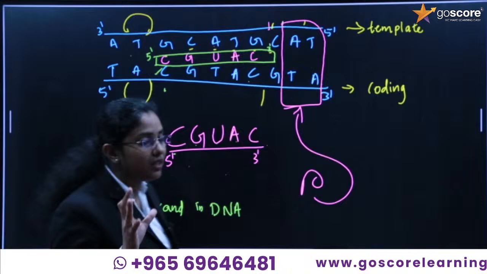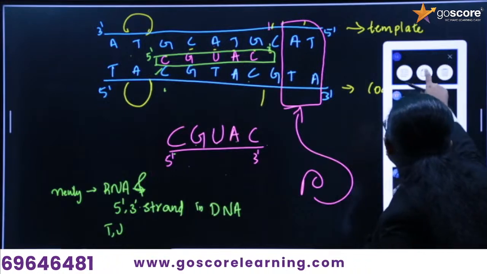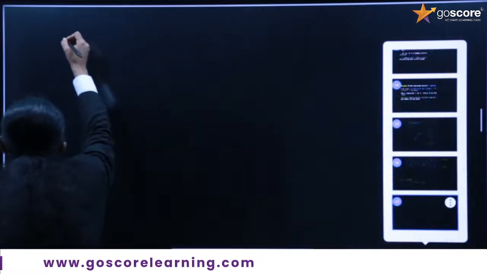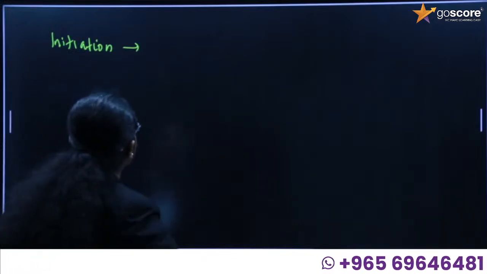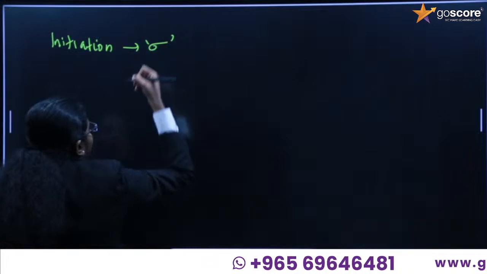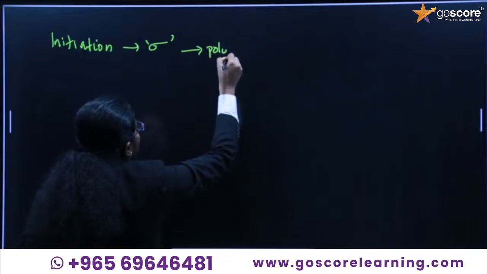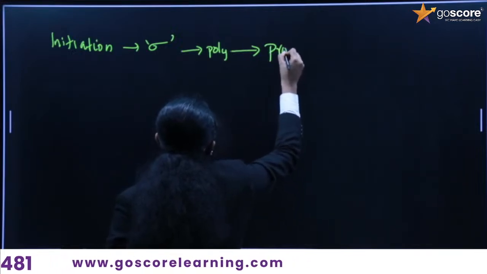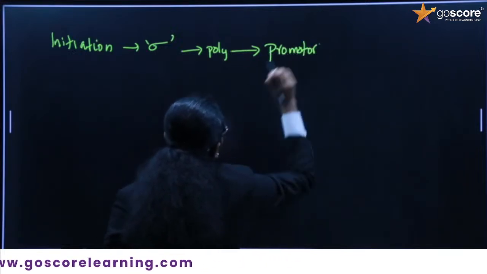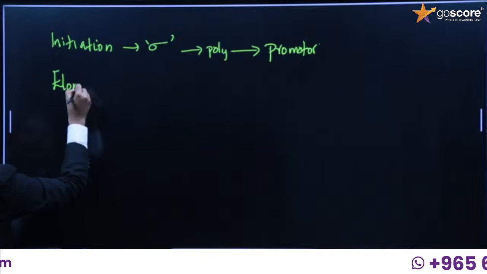So that is all about transcription, the steps involved in transcription. What is the first step involved in transcription? It is initiation. We can say in initiation, sigma factor is present in polymerase, and this polymerase enzyme will come and attach to which region? It comes and attaches to the promoter site. Okay, clear? Then next one it is elongation.